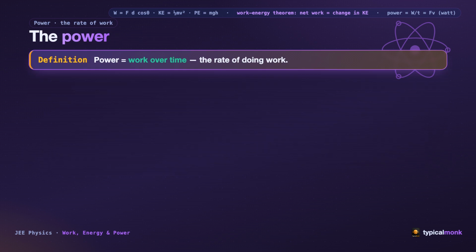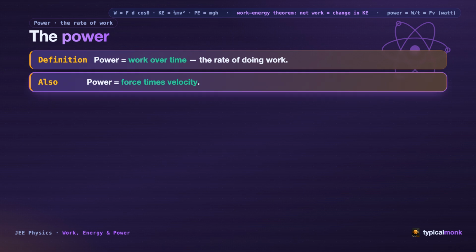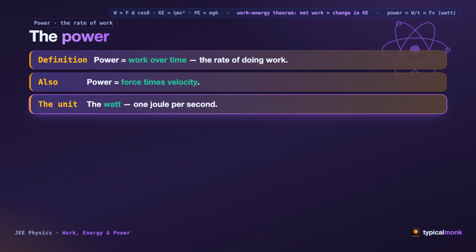Total mechanical energy is conserved when only conservative forces act. Now power. The definition, power equals work over time, the rate of doing work. Also, power equals force times velocity. The unit, the watt, 1 joule per second.